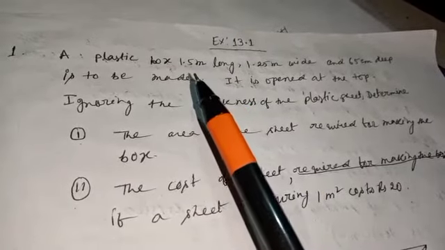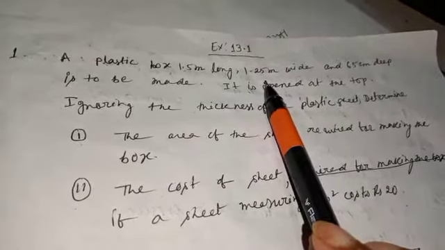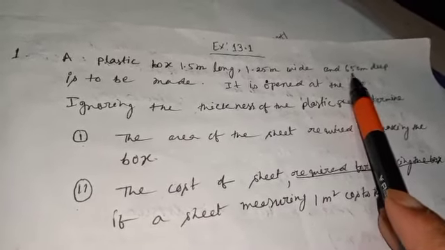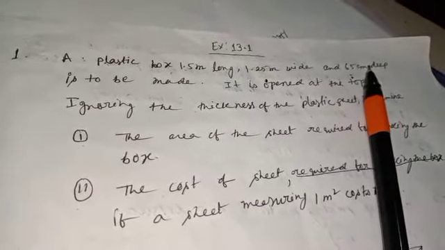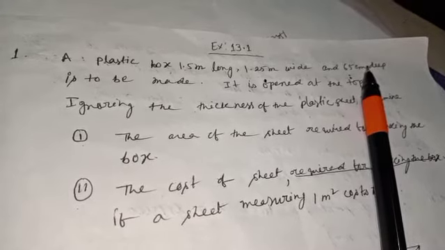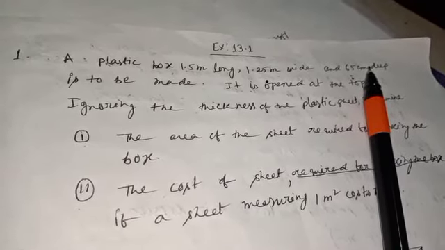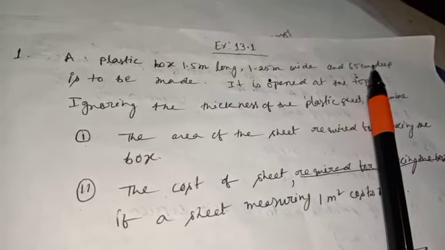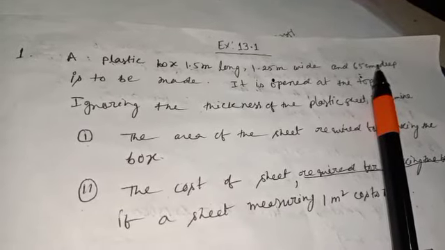A plastic box, what is the length of the box? 1.5, wide is 1.25 and deep is how much? Deep means height, you can say 65 centimeter. So we want to make a plastic box, and you have to see that the top surface is open, it is not closed.